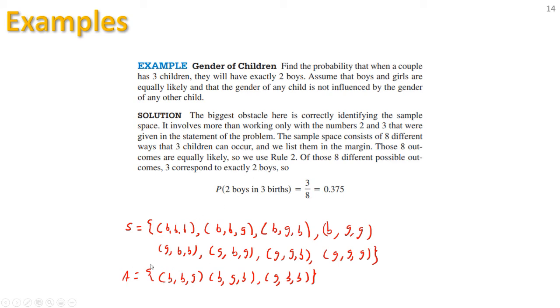The event is having 2 boys, and so remember, the event is always a subset of the sample space. And in this case, we have boy, boy, girl, and we have boy, girl, boy, and we have girl, boy, boy. And so these are the only ways that you can get exactly 2 boys. And so then the cardinality of the event is 3. The cardinality of the sample space is 8.